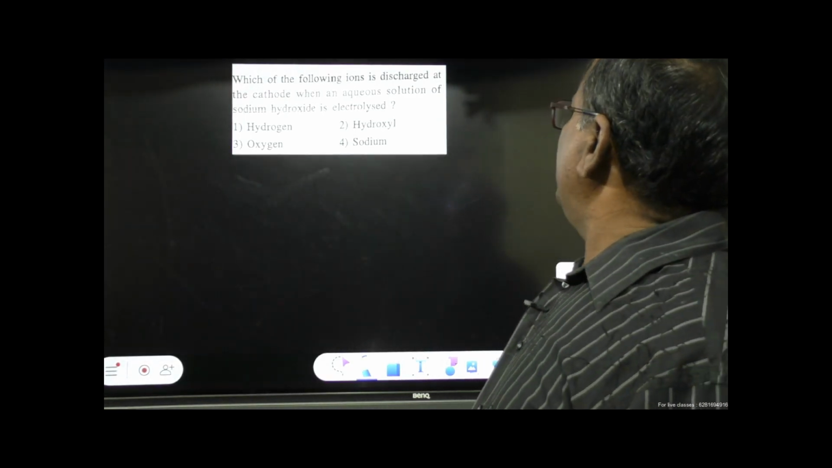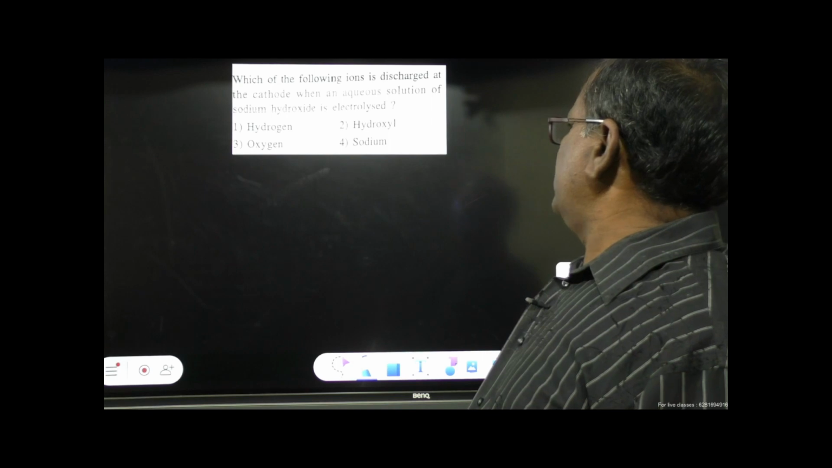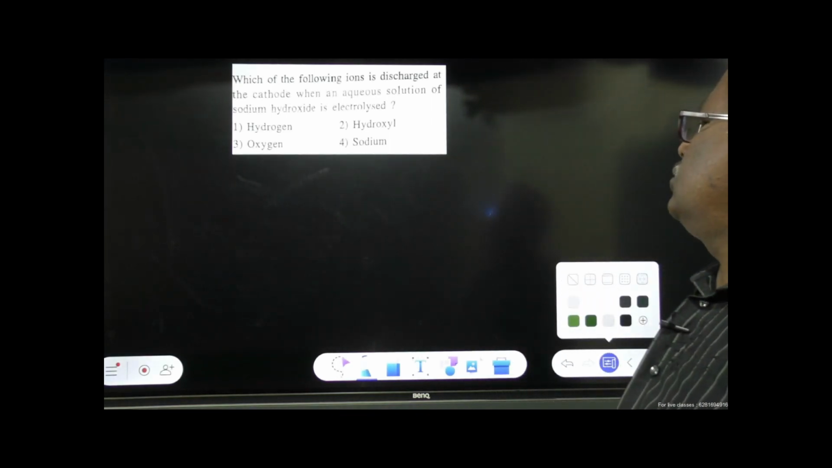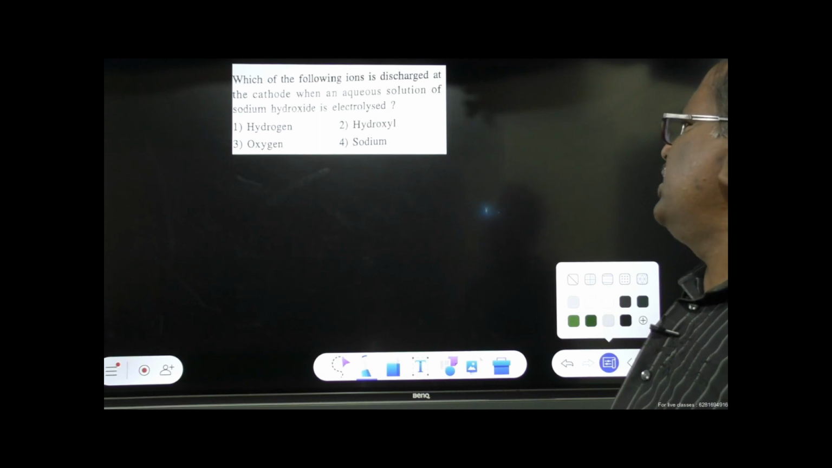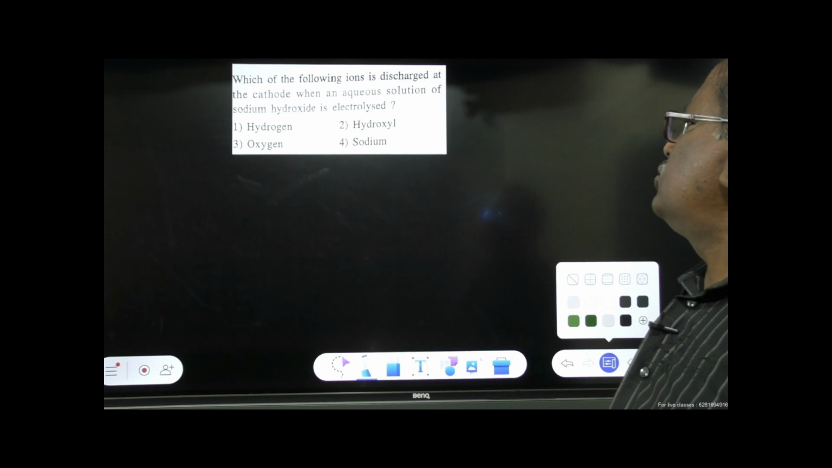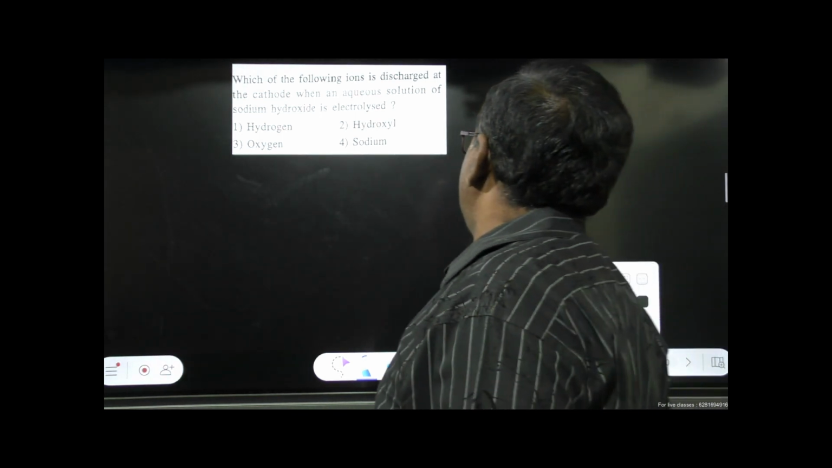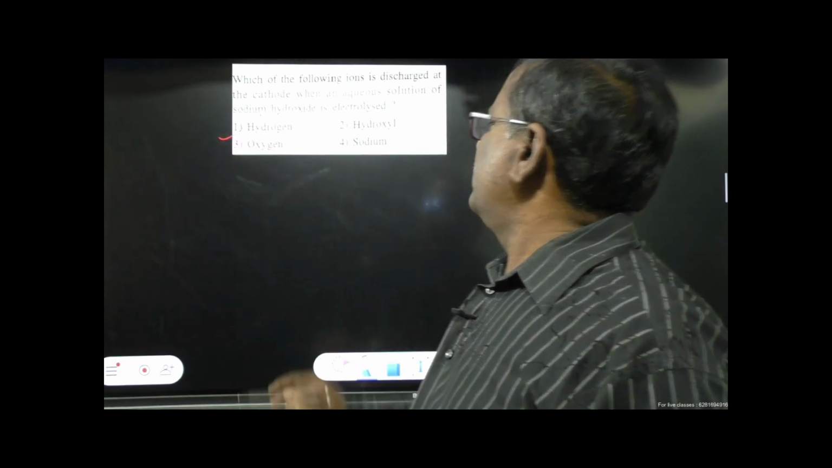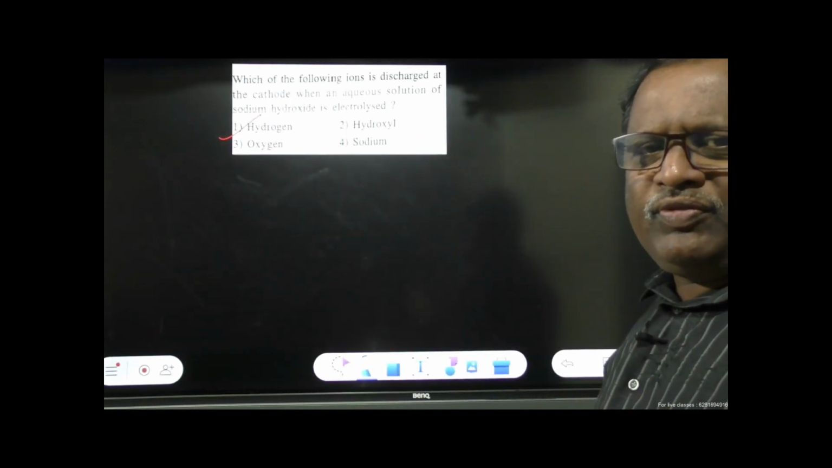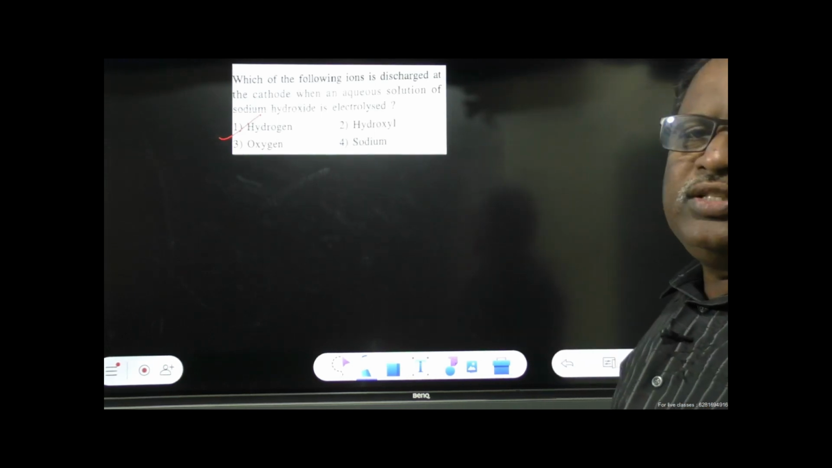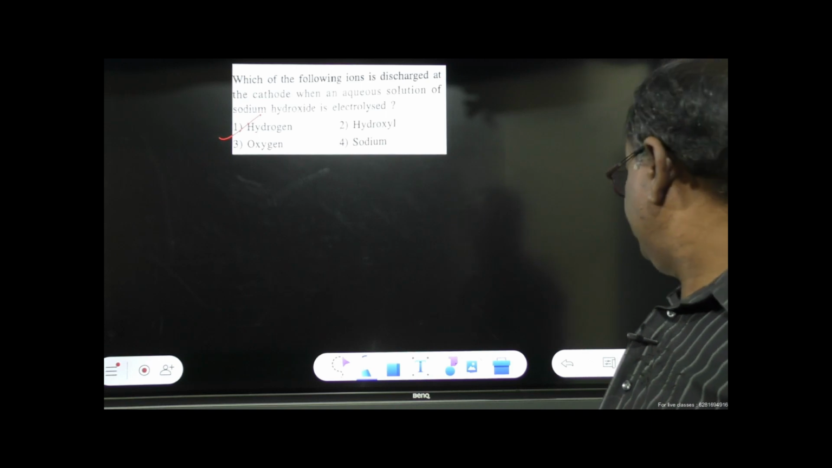Which of the following ions is discharged at cathode when an aqueous solution of sodium hydroxide is electrolyzed? When an aqueous solution of sodium hydroxide is electrolyzed, hydrogen gas is liberated. Whatever the substance is, if it is aqueous, except for copper, silver and the like, at cathode hydrogen gas is liberated.